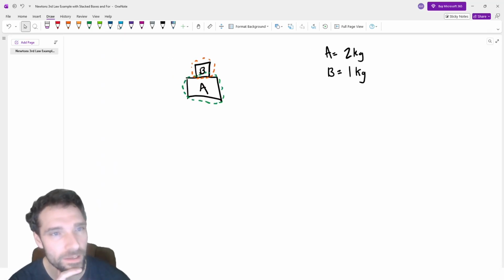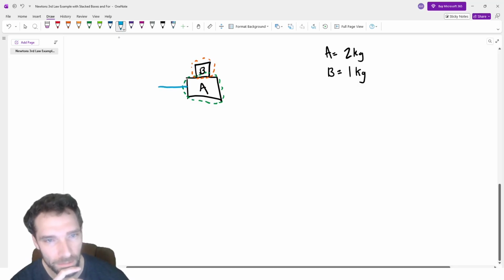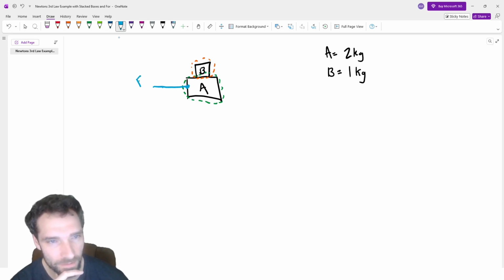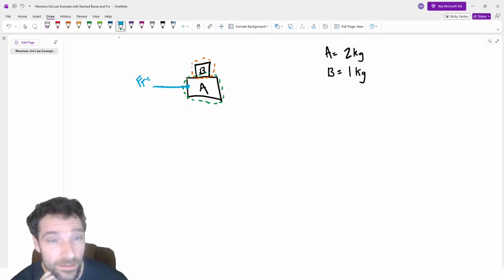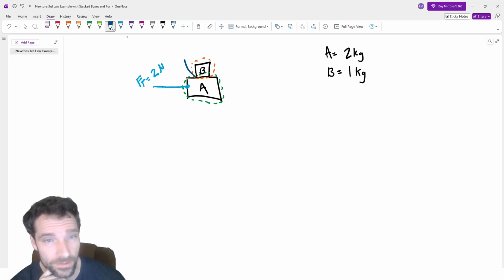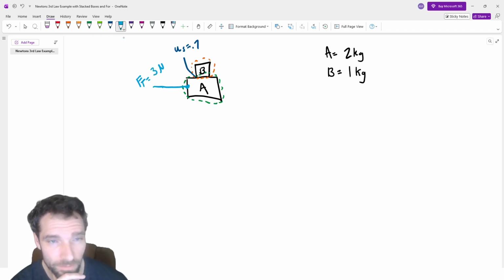So we'll be doing all of those types of steps, but now we're going to say that there is some force that's being applied. Maybe there's some tension on some rope that's attached to object A. And so this is going to be at, let's say, 2 newtons. And we're going to have a coefficient of static friction of 0.7. And then if we look at that, actually, you know what, I'm going to change this slightly. Let's go with 3 newtons. I think that'll work out better with the numbers that we were working with.